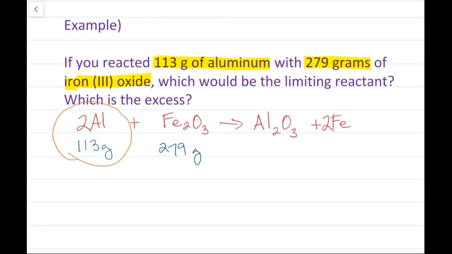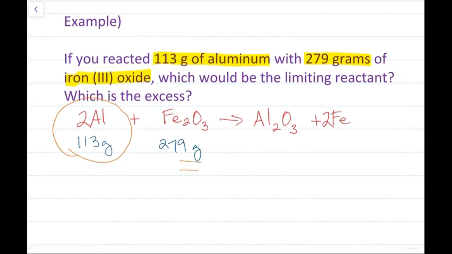And what I'm going to do is convert that using stoichiometry to grams of the other one, the iron 3 oxide. Because what I want to know is, is that 279 grams enough? Or maybe it's too much, in which case the iron 3 oxide would be my excess. So go ahead and try that now. Convert 113 grams of aluminum all the way to grams of iron 3 oxide.